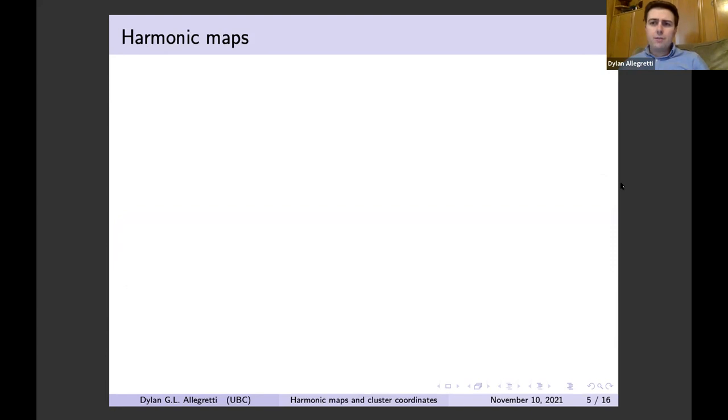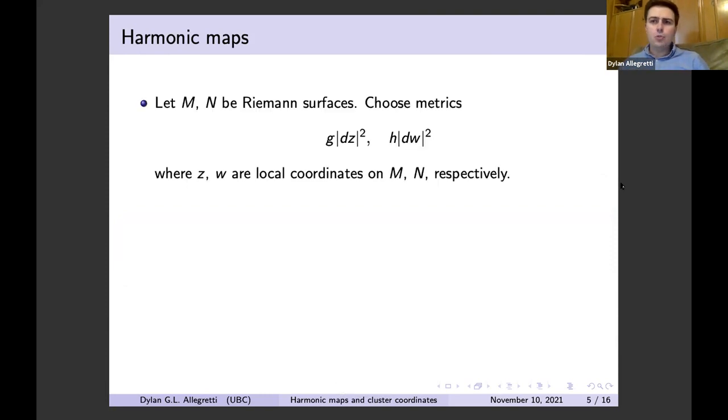This is a notion that can be defined for any pair of Riemannian manifolds, but in this talk, I'm going to focus on the case where M and N are two Riemann surfaces. So we'll suppose that M and N are Riemann surfaces, and then I'm going to choose metrics on those surfaces, which have this form here, where z and w are some local coordinates on M and N respectively.